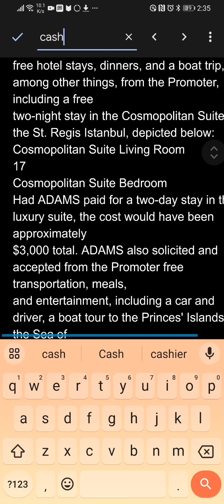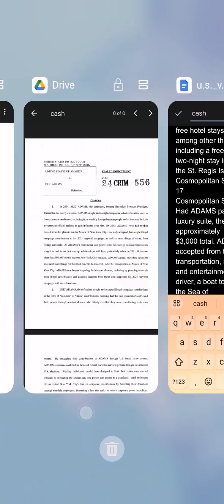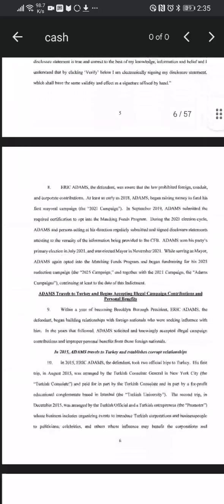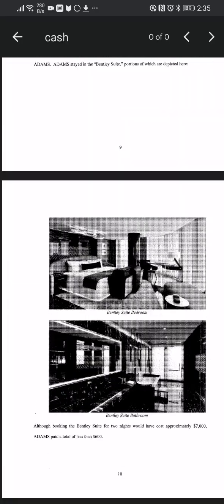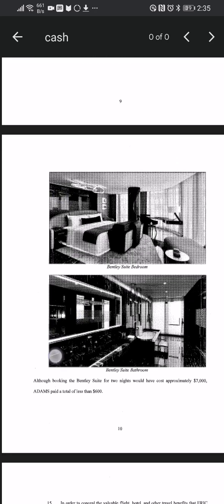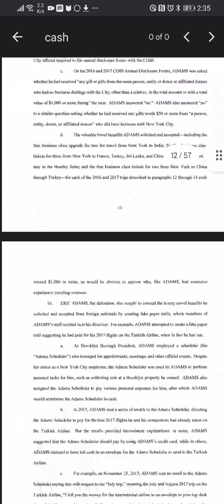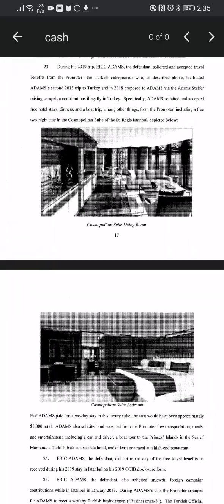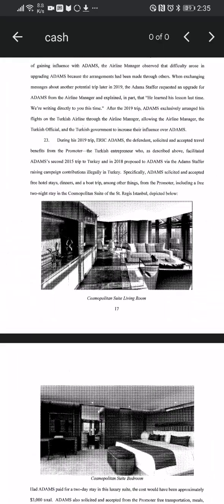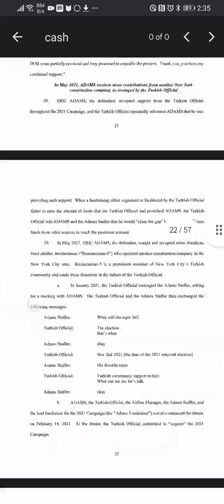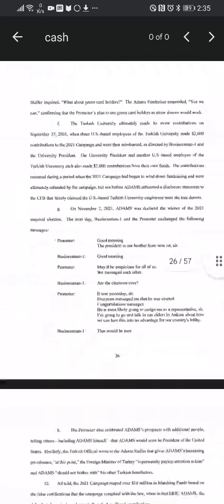So let's go to the pictures. Are there pictures in here? Wow, that is so cool. They've got them depicted below. The Bentley Suite. Yep, there it is. The Bentley Suite bathroom. Wow, that's quite a bit. Good that Eric enjoyed that. Well, jail's not going to be the same. Cosmopolitan suite. Wow, this is a room. It looks like part of the hotel. Wow, that's pretty good.